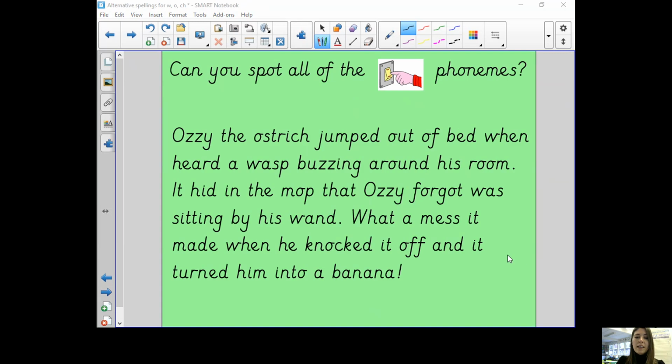To begin with, I have on the screen for you a story with lots of words that have the O phoneme in them. Your job is to find the words with the O sound and write them down. Then I want you to see if you can notice which graphemes are used today, which letters are used to spell this sound. I'm going to read it to you first.